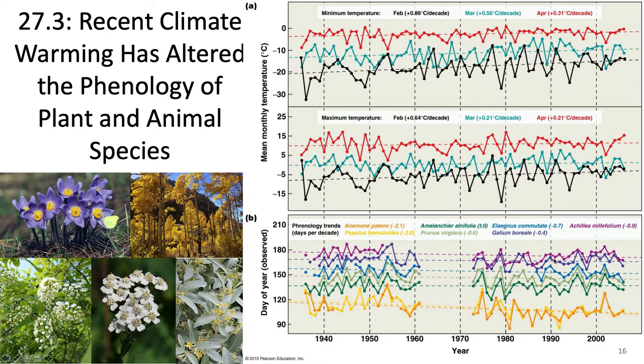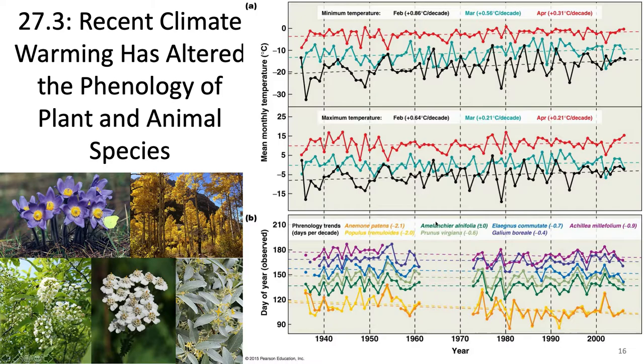Now let's talk about how climate warming has altered the phenology of plant and animal species. The data that's presented to you here is from a study of flowering plants in Canada. It was a 70-year study period looking at blooming phenology of flowering plants in Alberta, Canada. And what they found is that the mean minimum and the mean maximum temperatures for these regions have increased over time, over this 70-year period.